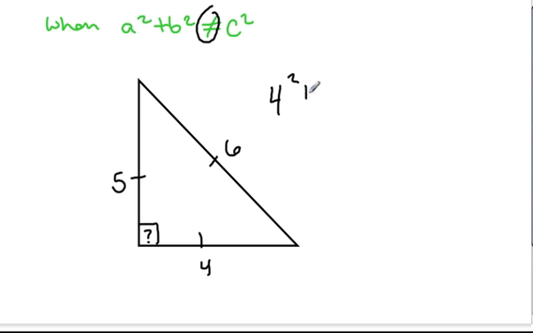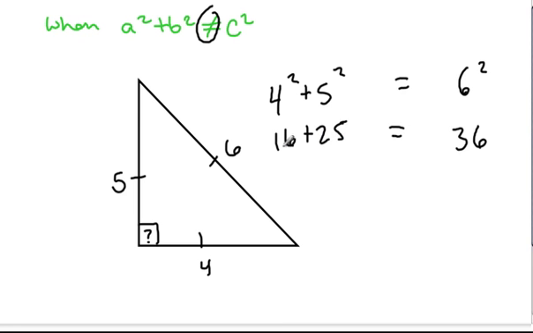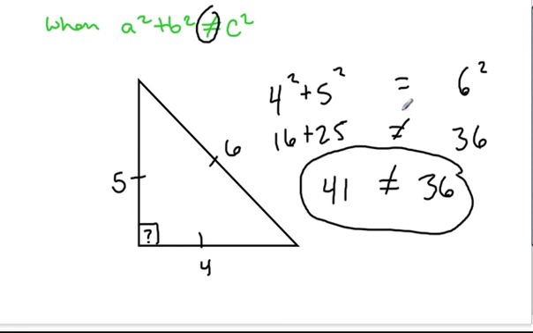A squared plus b squared, if this is a right triangle, it will be exactly the same thing as 6 squared. Well, 6 squared is 36. 4 squared is 16, and 5 squared is 25. However, what is 16 plus 25? It's 41. 41 and 36 are not equal. So a squared plus b squared does not equal c squared. Therefore, it's not a right triangle.